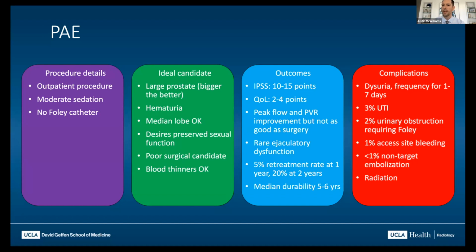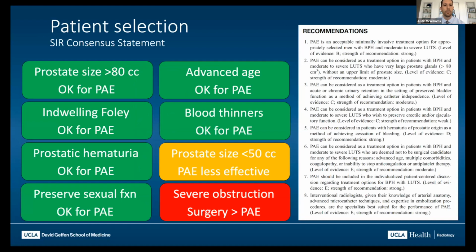The biggest problems with PAE: about 20% of men don't respond, they just don't have a lot of improvement, either because their bladder doesn't work very well or their prostate doesn't shrink well enough. And then there is a fairly high retreatment rate, where the prostate can resupply from other vessels and eventually their symptoms can come back. So there's the patient selection from our own SIR consensus statement.